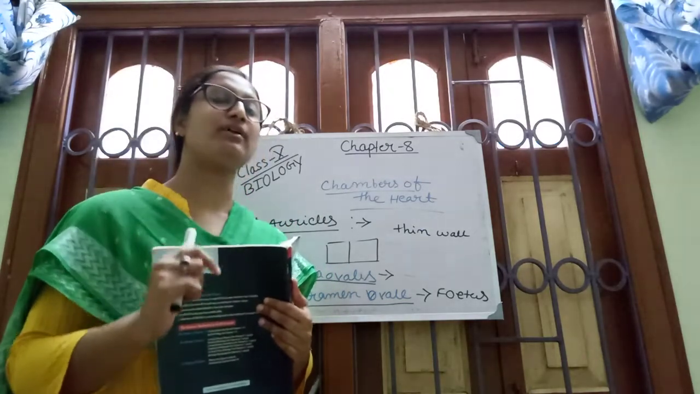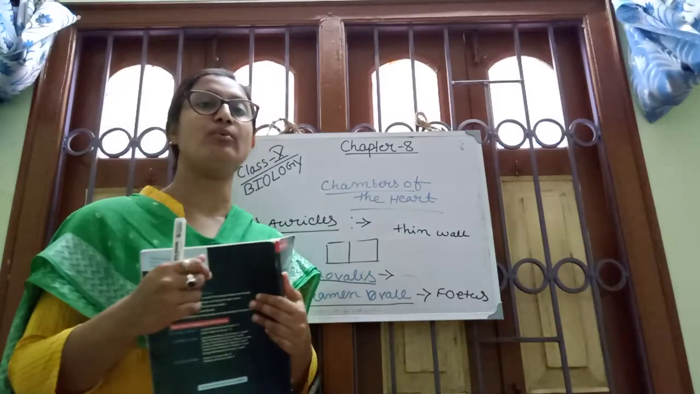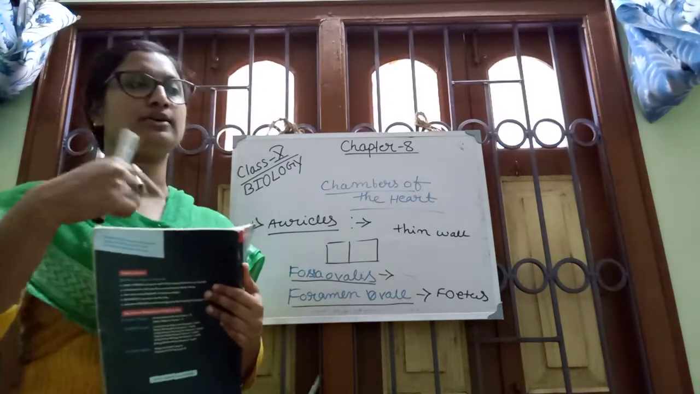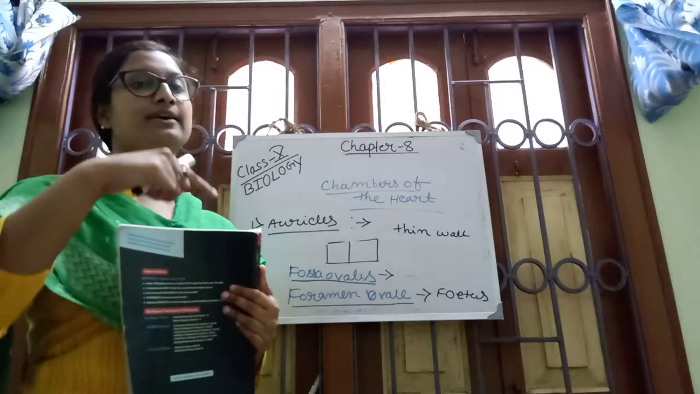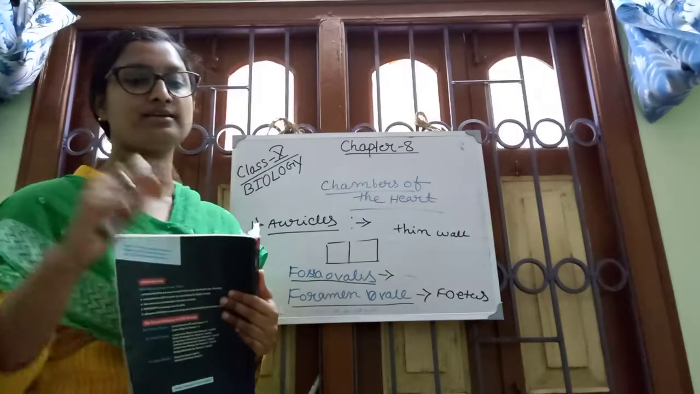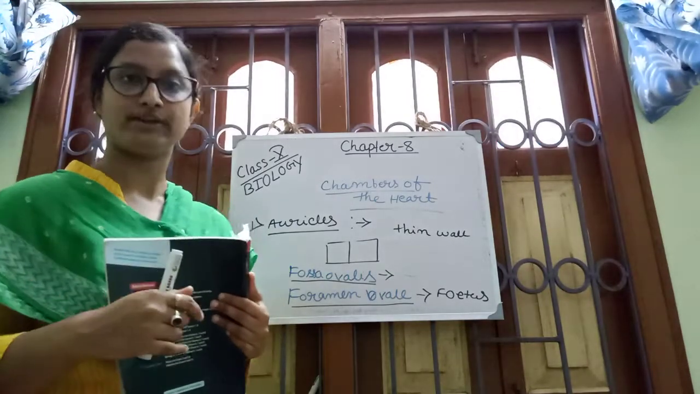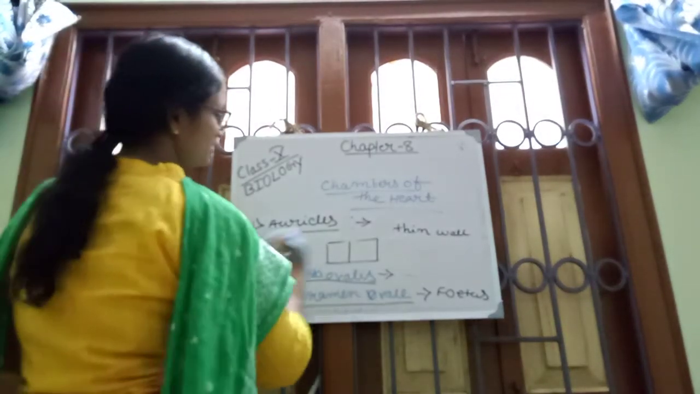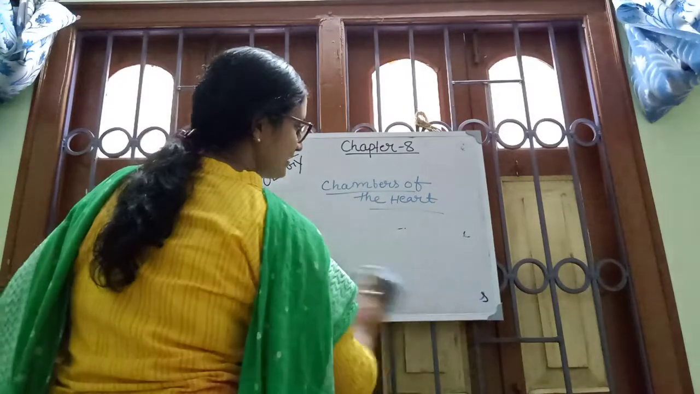But the ventricle wall is comparatively thicker. The blood is pumped through the blood vessels, and from there one goes to the lungs and the other goes through our body. This is the auricles, and next the ventricles.